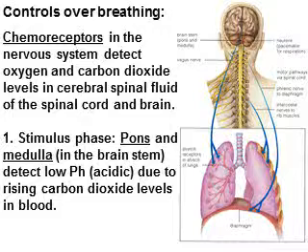Controls over breathing involve chemoreceptors in our nervous system. They're going to detect oxygen and carbon dioxide levels in our cerebrospinal fluid that flows through the spinal cord and around the brain. There's two basic phases. The first is the stimulus phase, and that is received by the pons and medulla of the brainstem. They're going to detect low pH, which is acidic. When the blood becomes acidic, it's often due to rising carbon dioxide levels in the blood. CO2 is acidic.